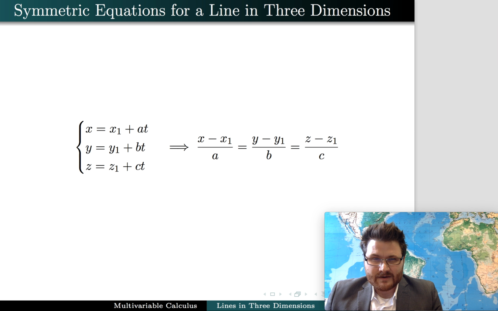So using what we know about vectors, we can come up with the parametric equations, and then with a little bit of algebra that I hope you will take the time to stop and make sure you're good with, we come up with the symmetric equations.